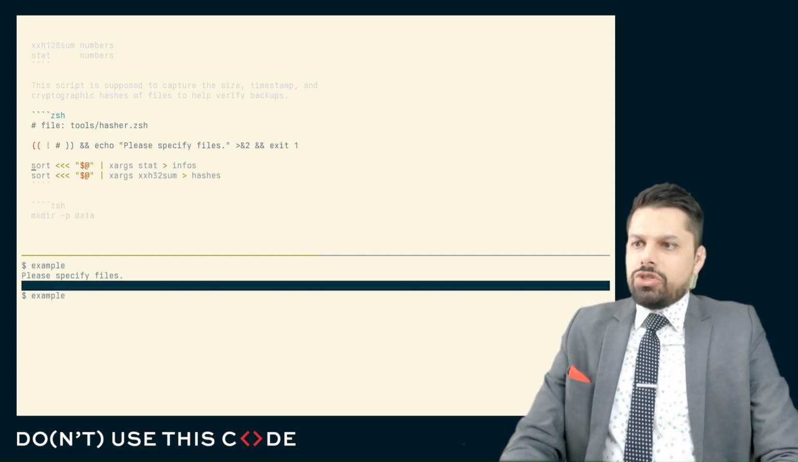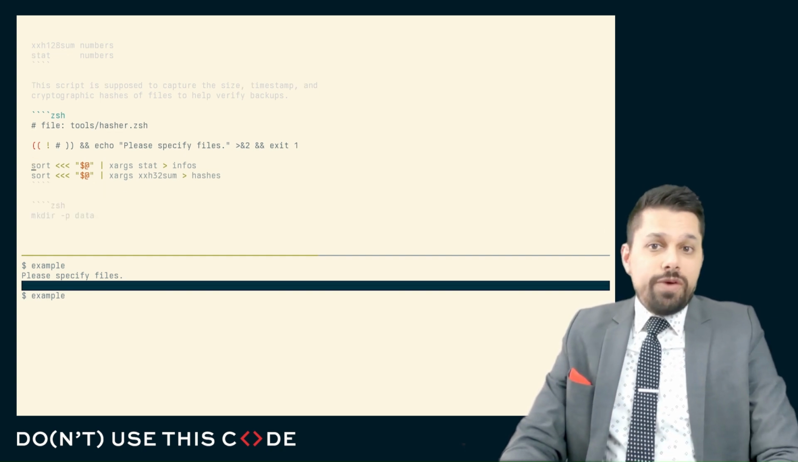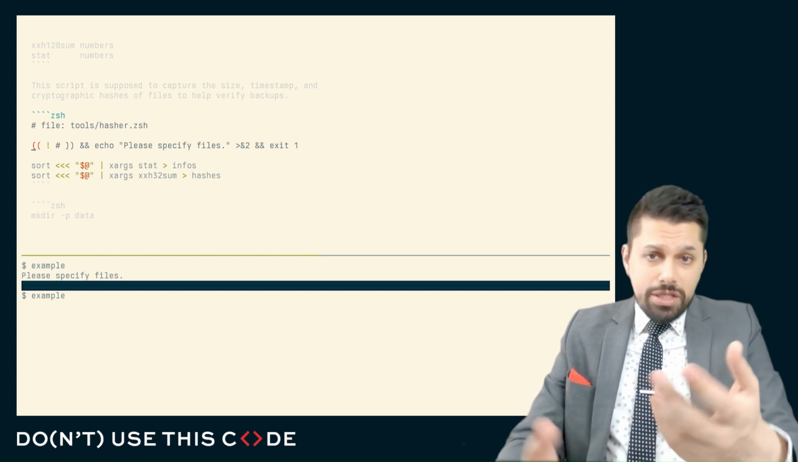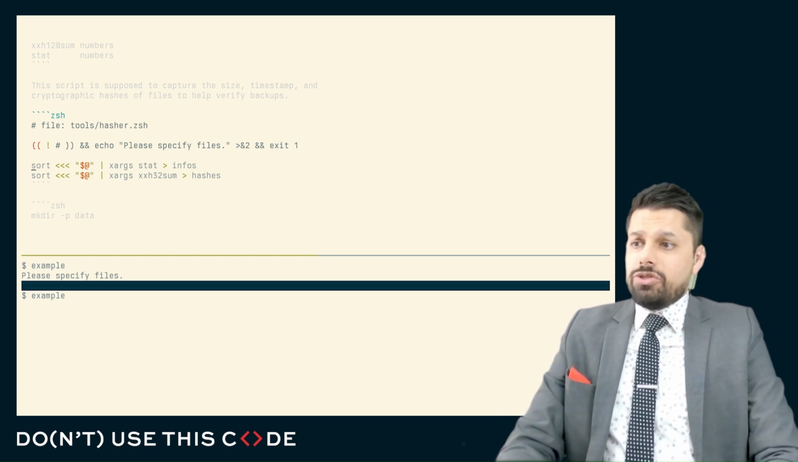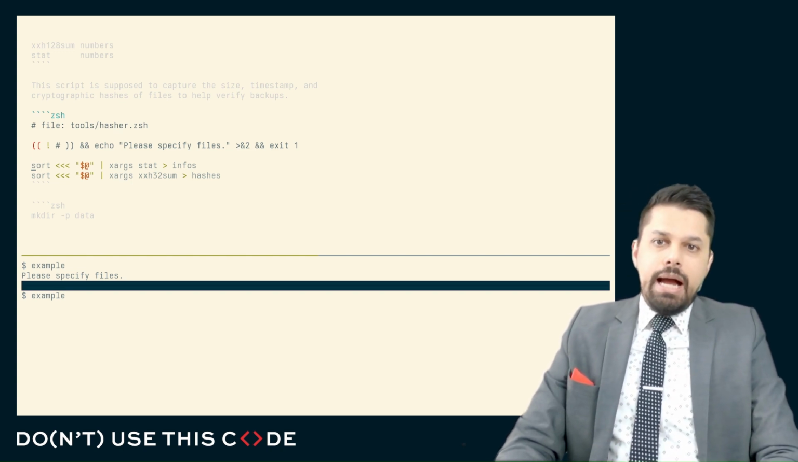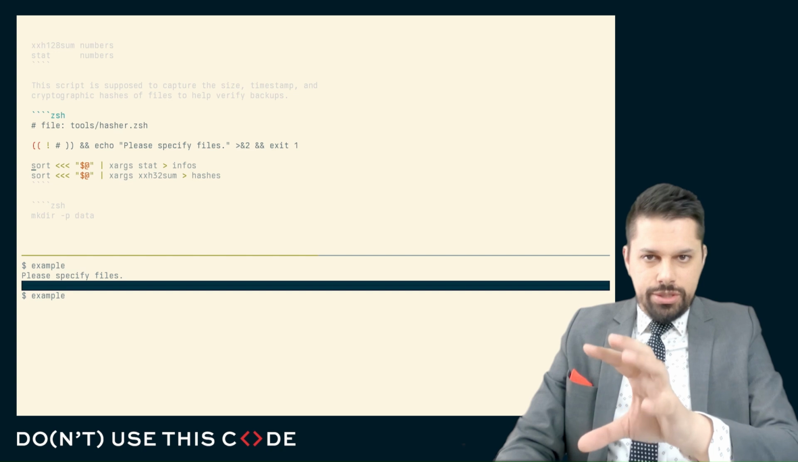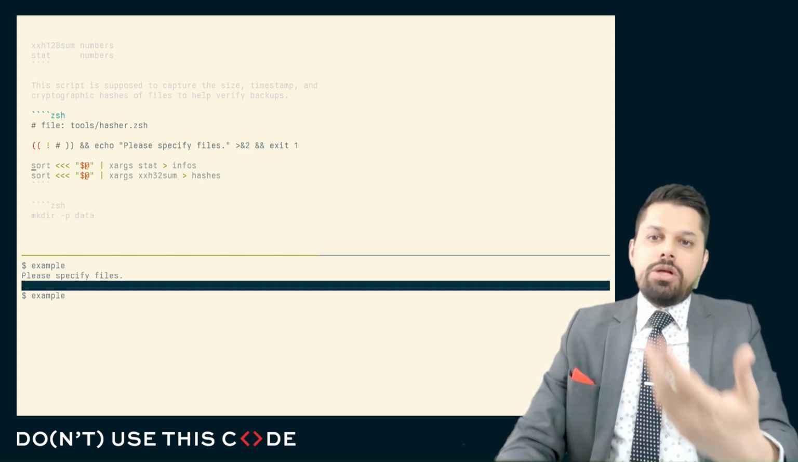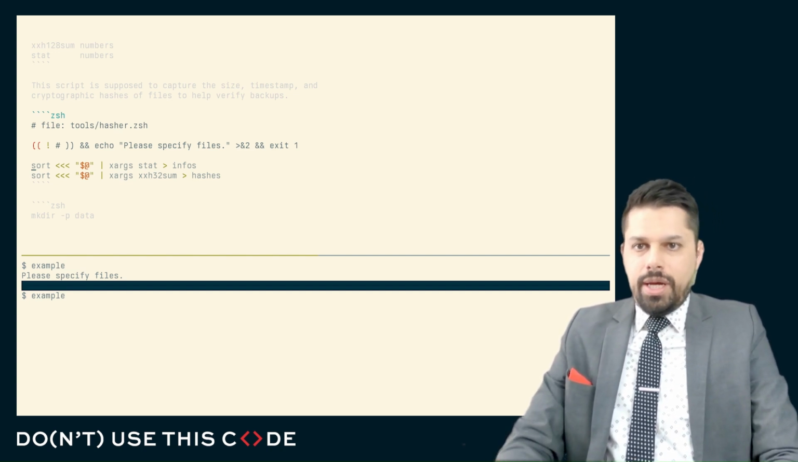So here's my beginning script. I'll allow somebody to specify some files on the command line. And if they don't, then I'll error out. Otherwise, I'll just go and sort the files, compute the different XXH32 sums, and also collect any of the stat attributes from these.